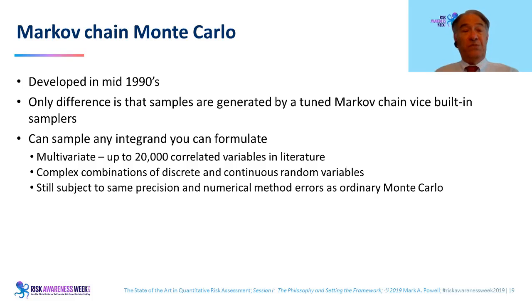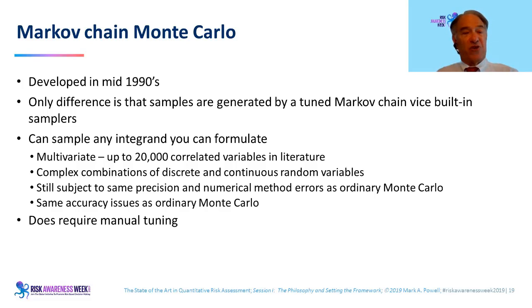Now, Markov chain Monte Carlo, just like ordinary Monte Carlo, is still subject to the same precision. If you only have 10,000 samples, you're only going to get 4 digits, and also the same numerical method errors that apply to ordinary Monte Carlo apply to Markov chain Monte Carlo. As I say, the only difference is the samples are generated by a tuned Markov chain. So it's really kind of a misnomer to call it Monte Carlo. It should just be Markov chain random sample generation. You get the same accuracy issues as ordinary Monte Carlo, the numerical method errors, and the precision.